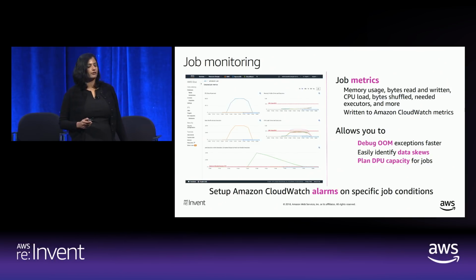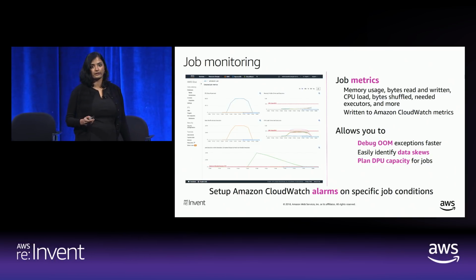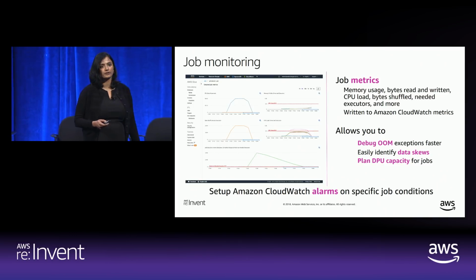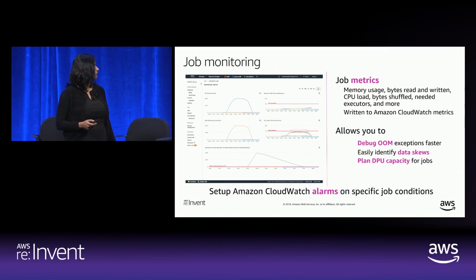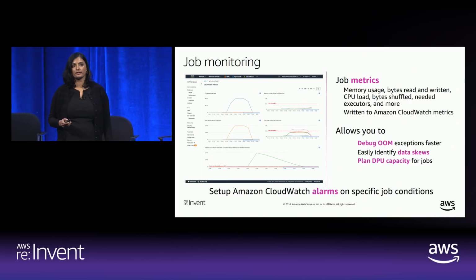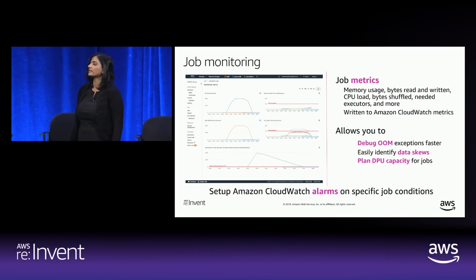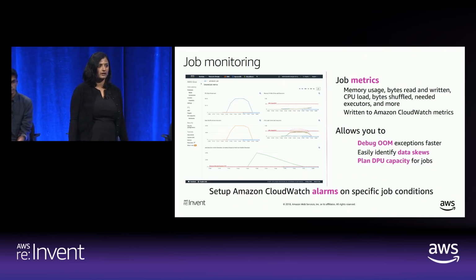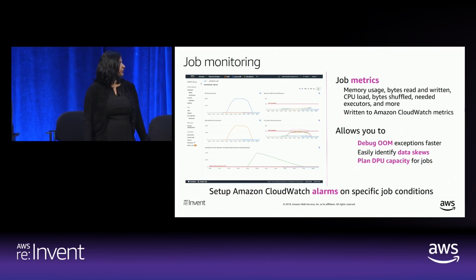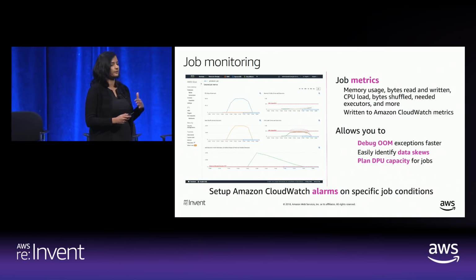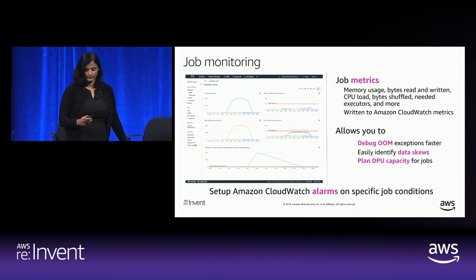And all the job metrics, which are Spark metrics, are pushed to Amazon CloudWatch, as well as available through the AWS Glue console. These metrics allow you to debug out-of-memory exceptions. They also allow you to identify data skews and help you plan the DPU capacity required for your jobs better. You can set up alarms for certain job conditions in CloudWatch and then take subsequent action based on these metrics.